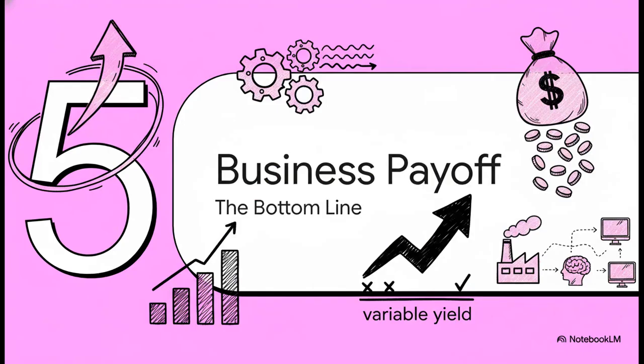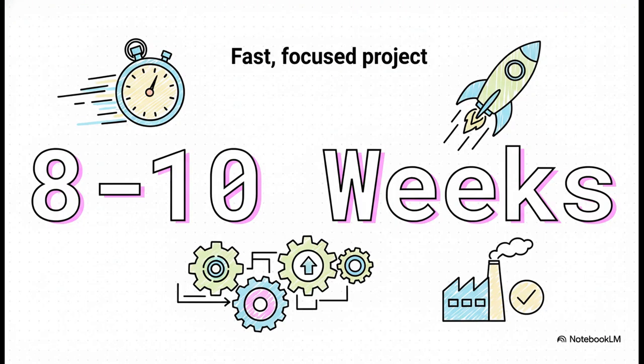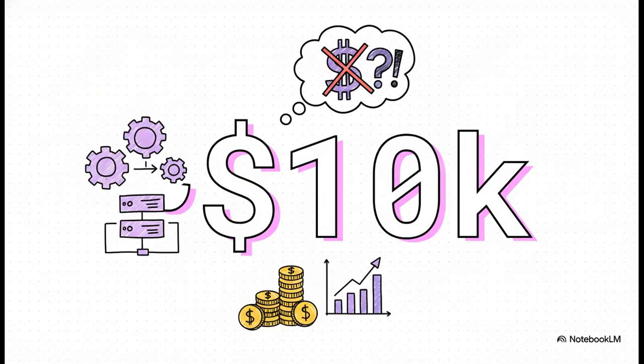All right, so let's get down to it. What does all this control and precision actually mean for the bottom line? What's the payoff? Well, first off, it's fast. A custom solution like this can be designed, built, and implemented in just about 8 to 10 weeks. That's it. It's a quick, focused project. And the investment? It's probably a lot less than you're thinking. We're talking about an average cost of around $10,000, not the hundreds of thousands you might expect for a major ERP customization. It's surprisingly accessible.